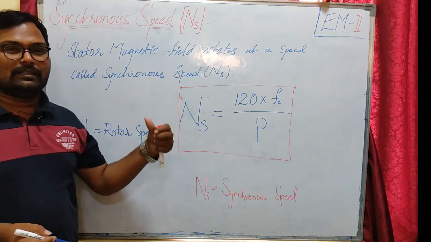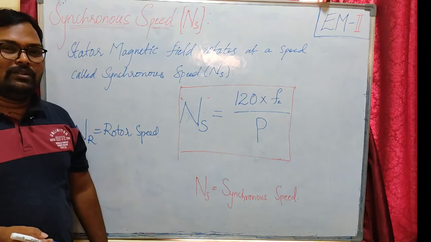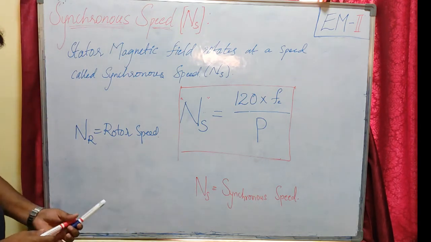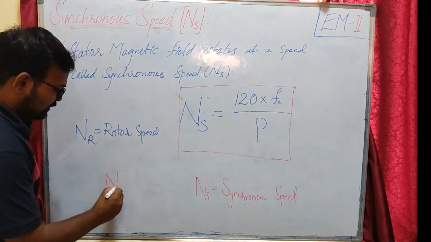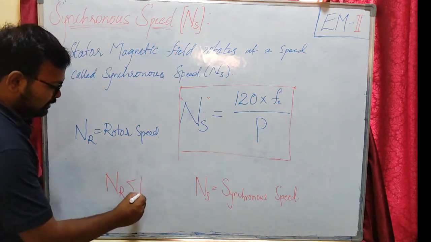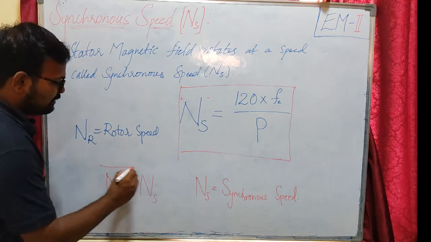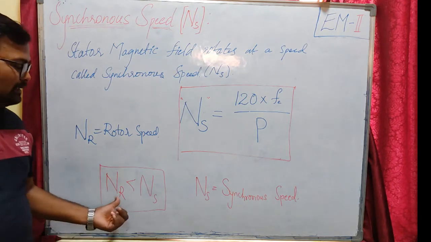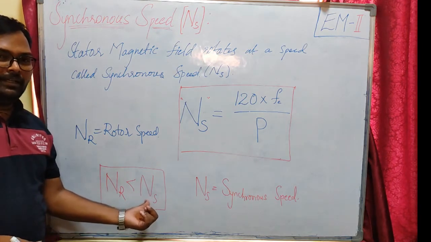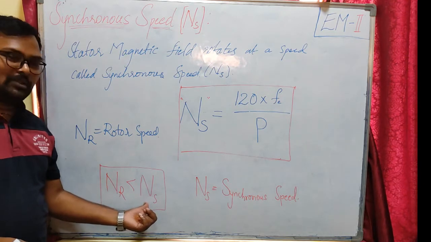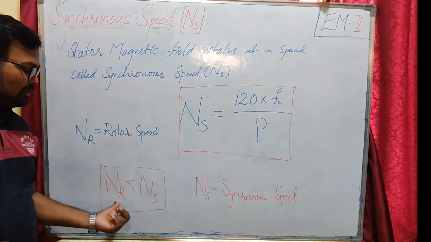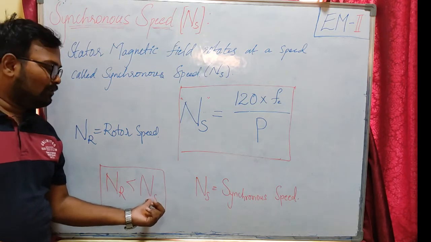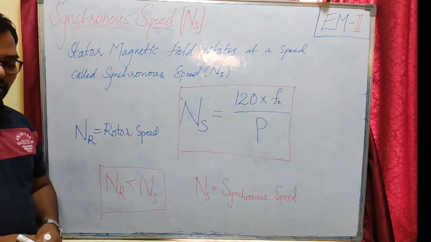I already explained the theory in the rotating magnetic field concept. So our rotor speed will always be less than synchronous speed. I am going to write it as Nr, the rotor speed of our induction motor, is always less than synchronous speed. How much our rotor speed is less than the synchronous speed of our stator magnetic field is given by a term called slip.